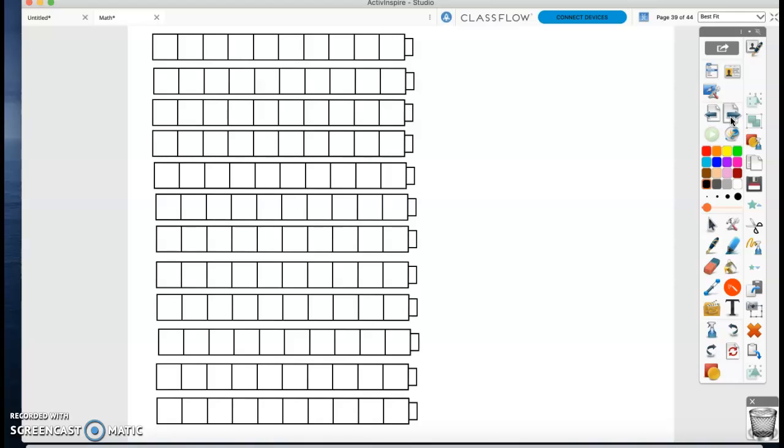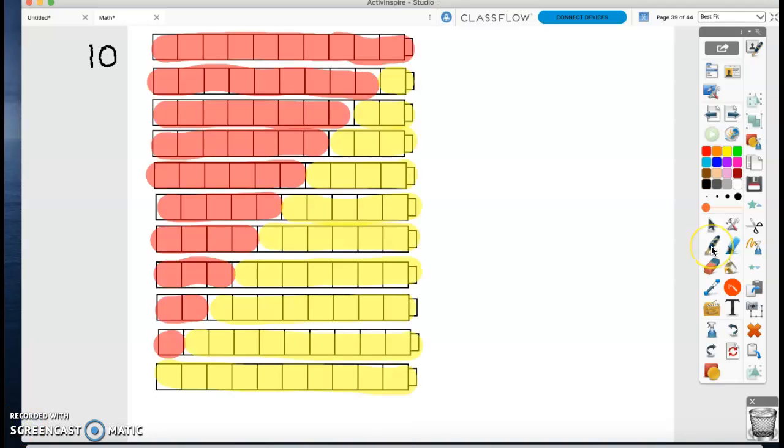Let's try one more. This time we have 1, 2, 3, 4, 5, 6, 7, 8, 9, 10. We have ways to make the number 10. I'm going to color my ways, and when I come back, you'll see that it magically has been colored, and then you will help me figure out the number sentences. All right, so all of them have been colored in, and we need to write some number sentences.